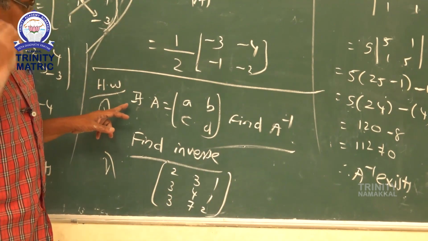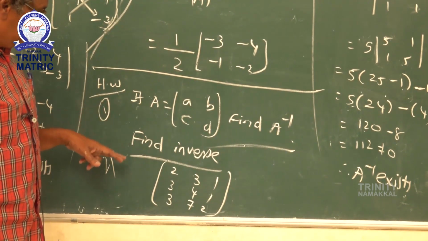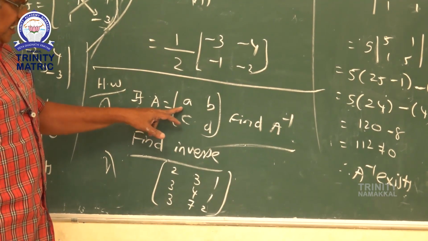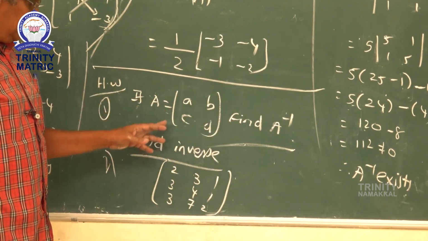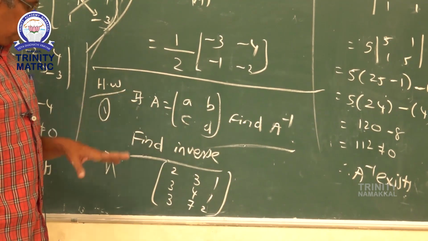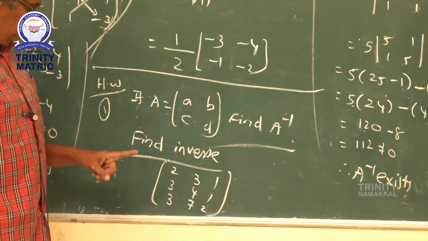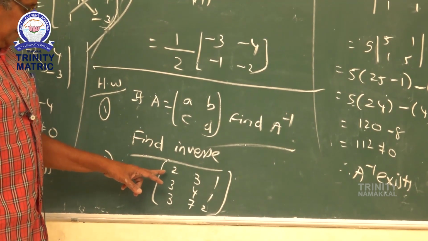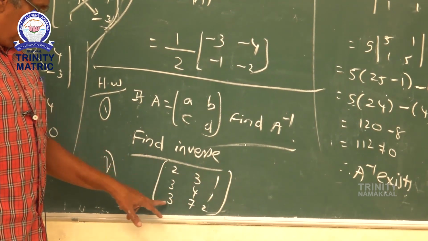I am giving homework in inverse, only 2 sums. If A is equal to the matrix a, b, c, d, find A inverse. That is very easy for you. That is the example sum. In the exercise, I will give one more sum, the third sum. That is 2, 3, 1, 3, 4, 1, 3, 7, 2.